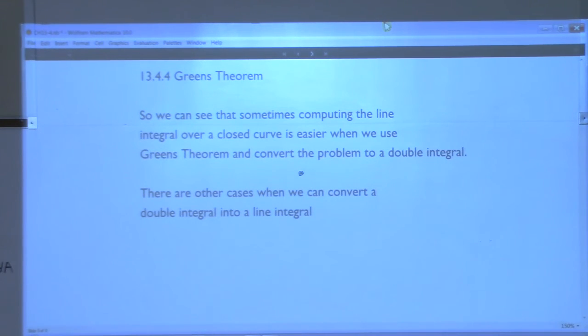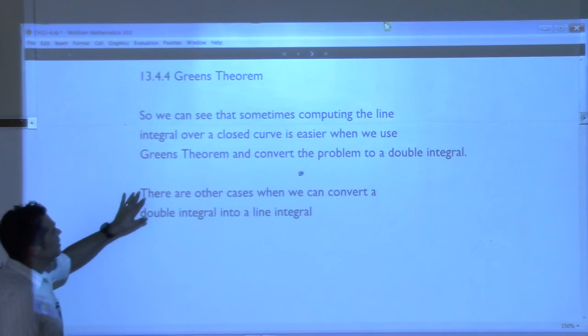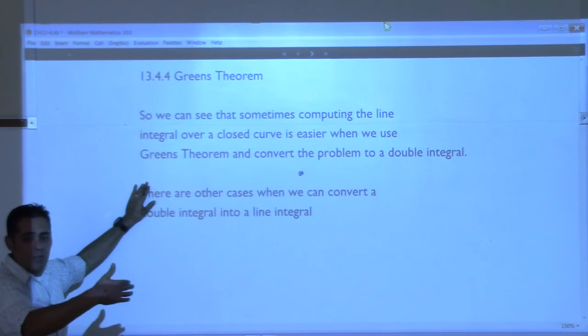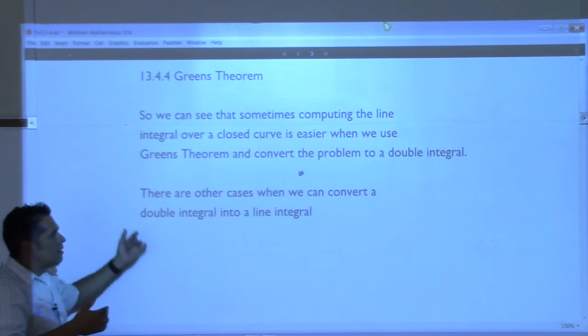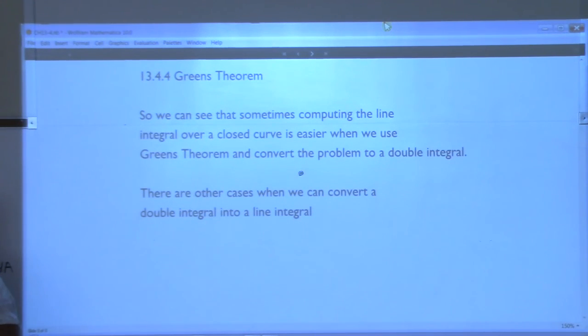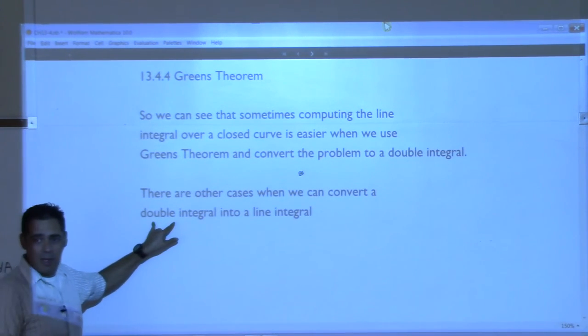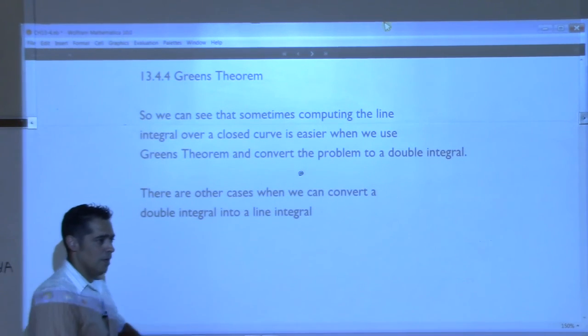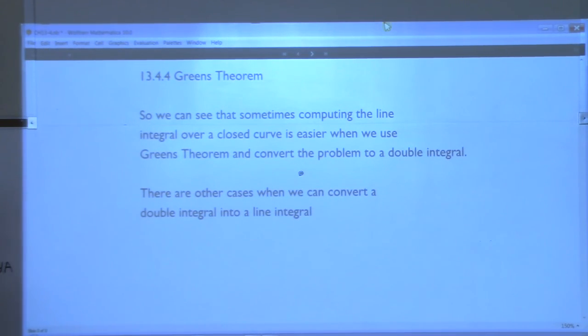Now, hopefully I've convinced you that sometimes computing the line integral over a closed curve is easier when we use Green's theorem. But there are cases where we can actually go the other way, where we have a double integral that we're trying to find, and we can use the line integral to compute it. Now this is tricky. Maybe we should take a break right now, because I need you to clear your minds a little bit before we do this.